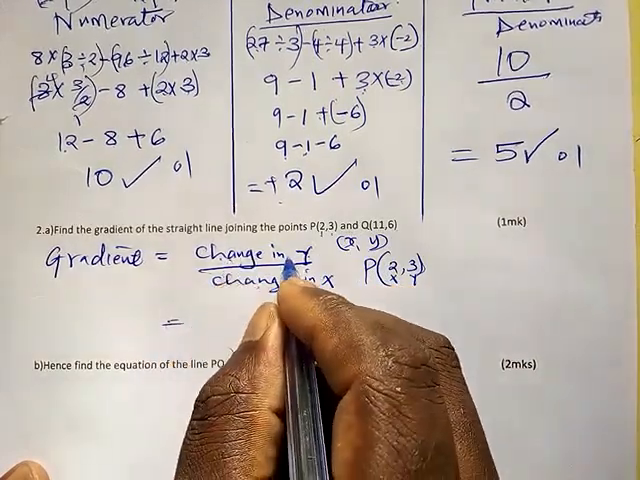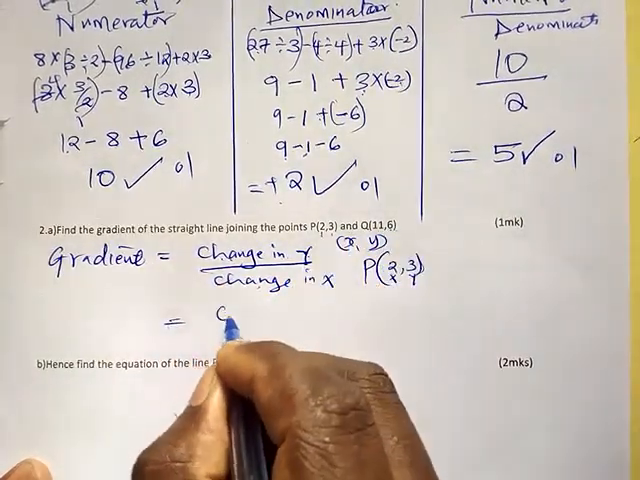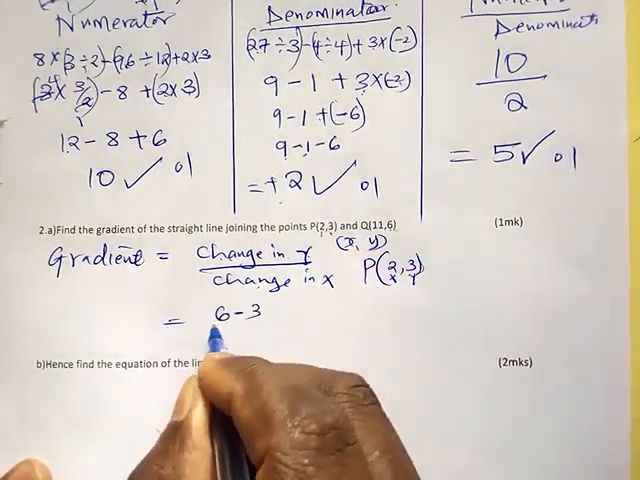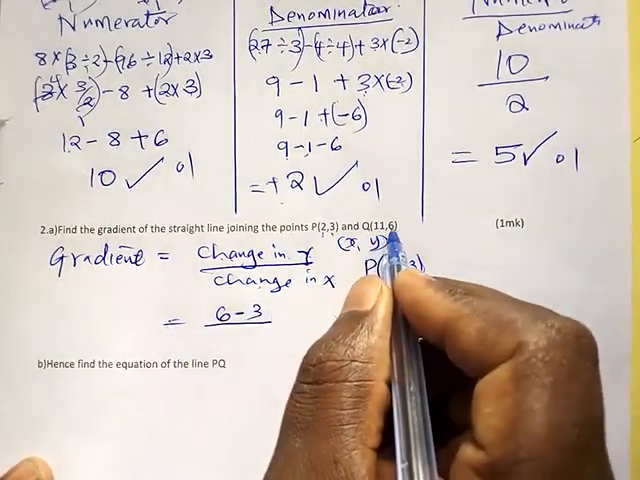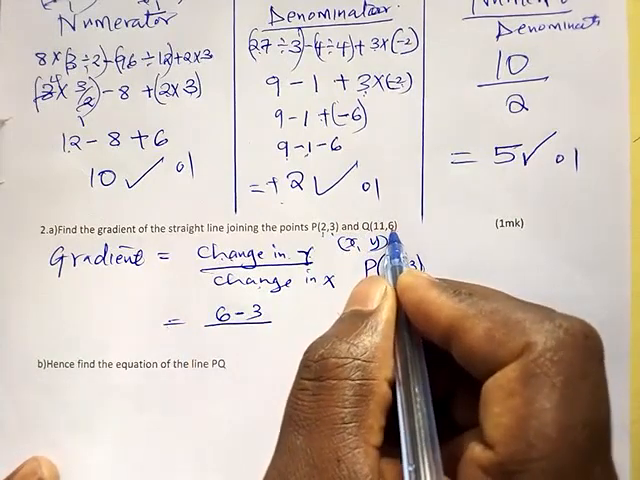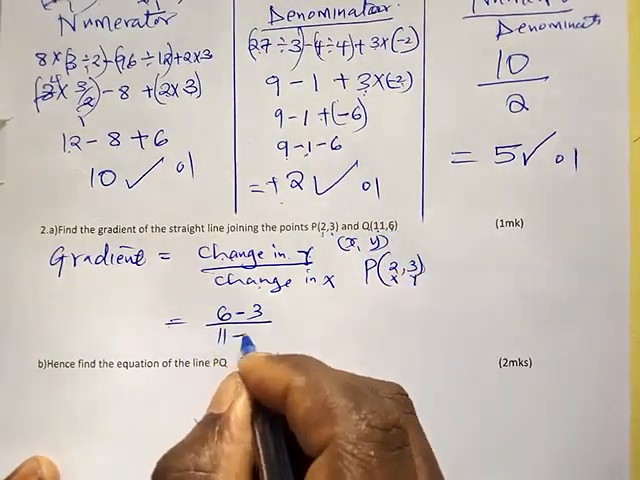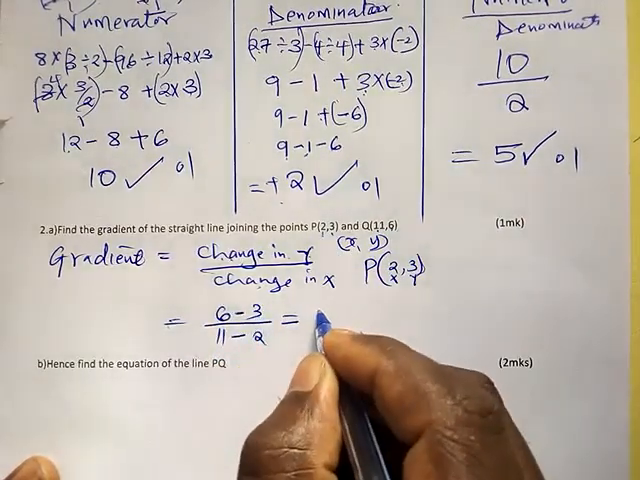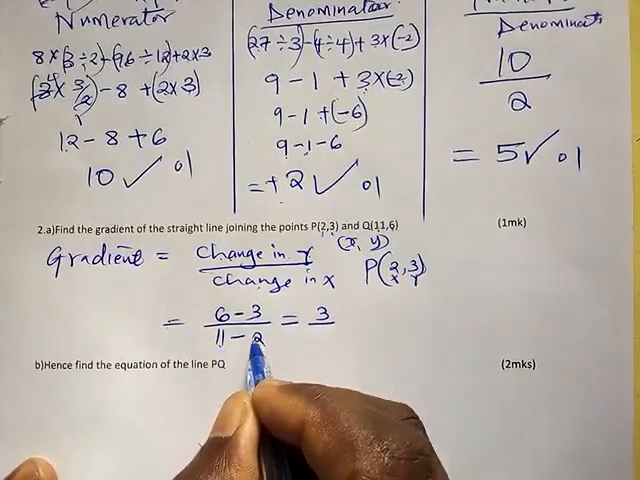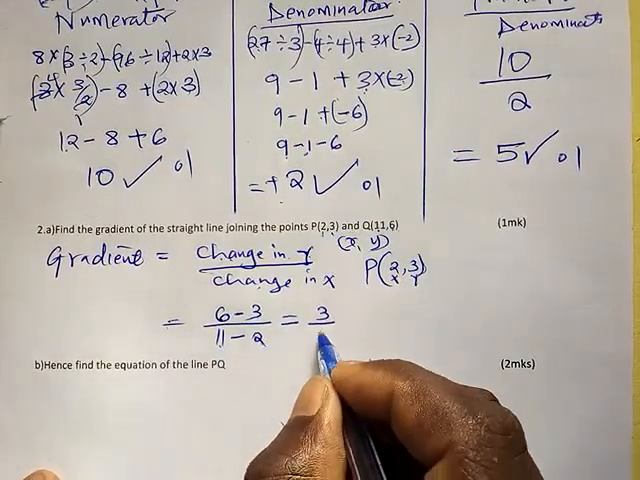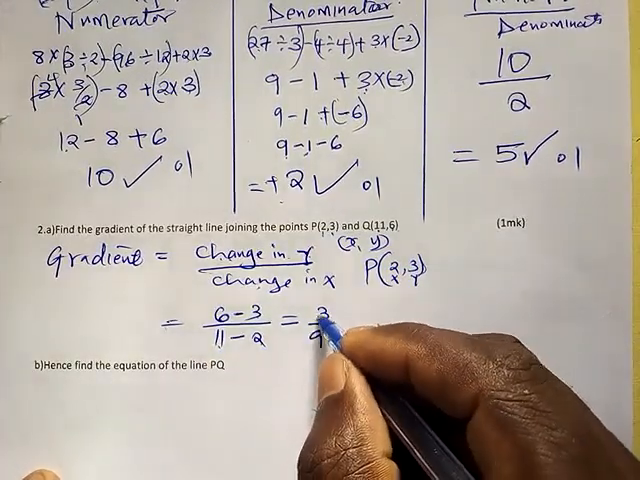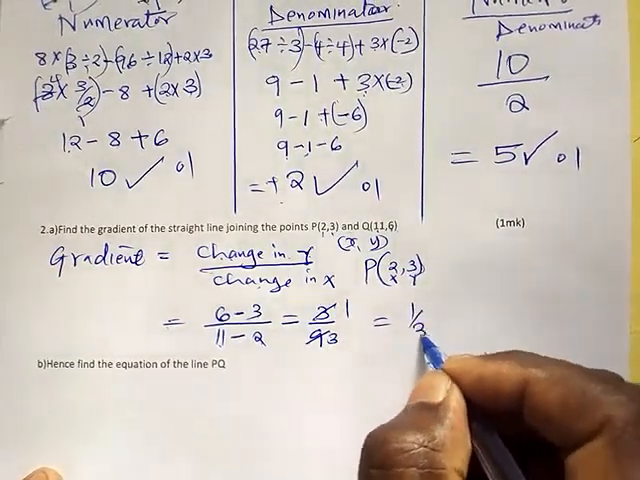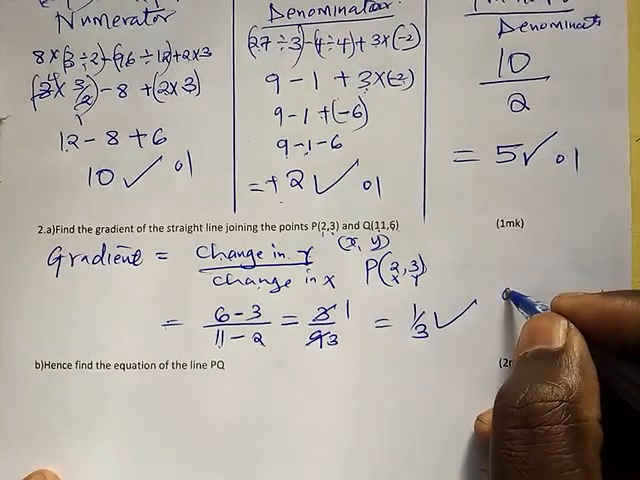So here, change in y: we have 6 in Q, subtract 3 in P, divided by change in x. We started with Q, so you must start with that. So x is 11, subtract 2. So 6 subtract 3, the answer is 3, divided by 11 minus 2, the answer is 9. You don't leave it like this. 3 goes into 3 once, and into 9 three times. Therefore the gradient is 1 over 3, and that is the gradient, 1 mark.